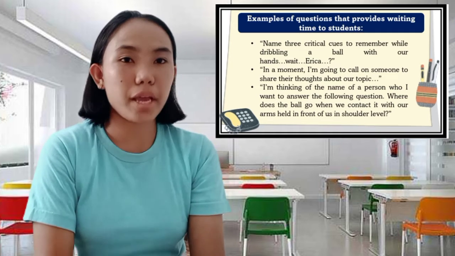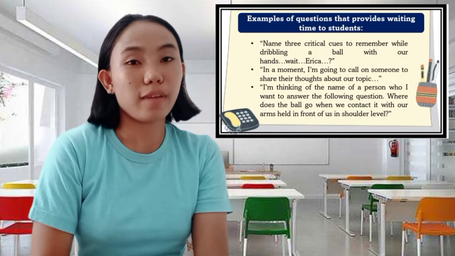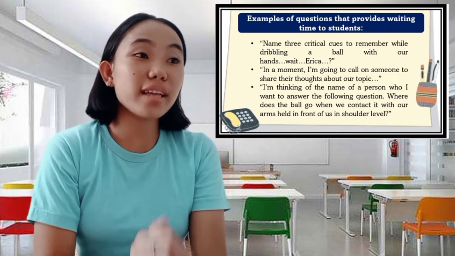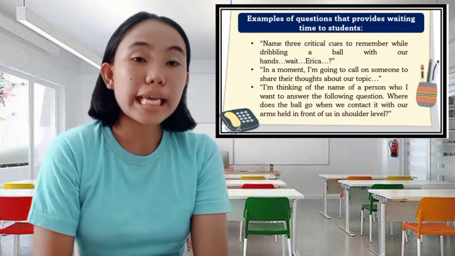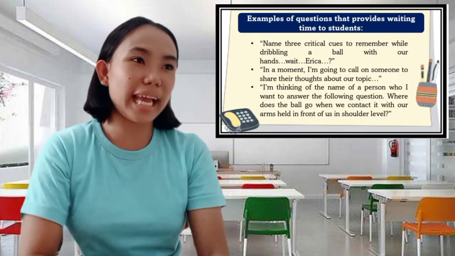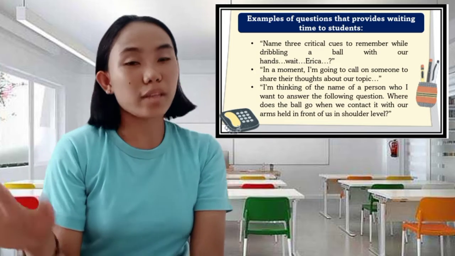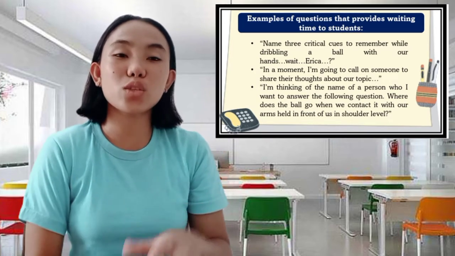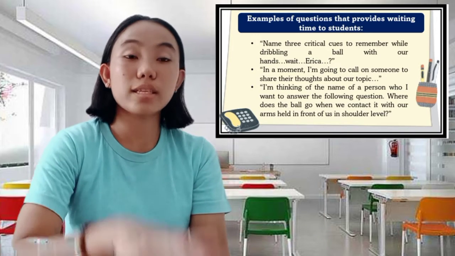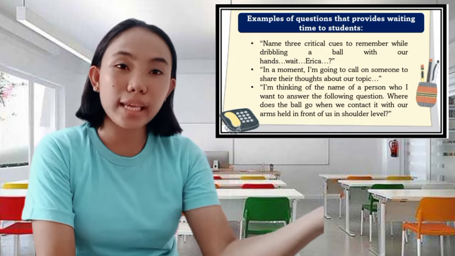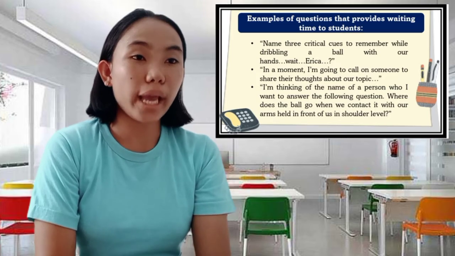So lastly, we have here, I'm thinking of the name of a person who will answer the following question. Where does the ball go when we contact it with our arms held in front of us at shoulder level? Okay, like that. So the teacher said, I'm thinking of calling someone to answer the following question. So every student will prepare. You are giving your students a chance to prepare since you said that you will be calling someone to answer the question. Right? So that is also wait time.